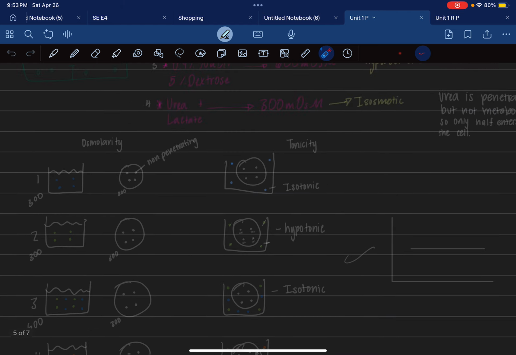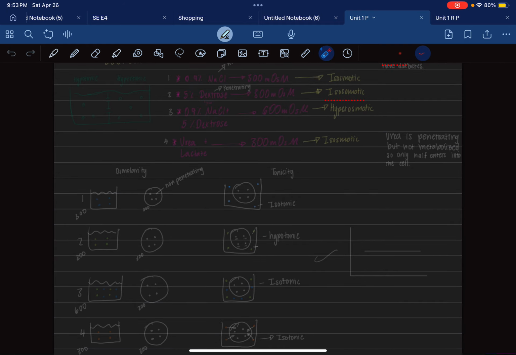So, if we go back to this unit, these are the examples. So we have 0.9% saline, which equals 300 milliosmoles. We know that in the cell we have 300. So here we have 300, and here we have 300. And so right now they're both the same. So it's isoosmotic. And then for tonicity, we put them both here, and they're also both the same thing. So this is isotonic.